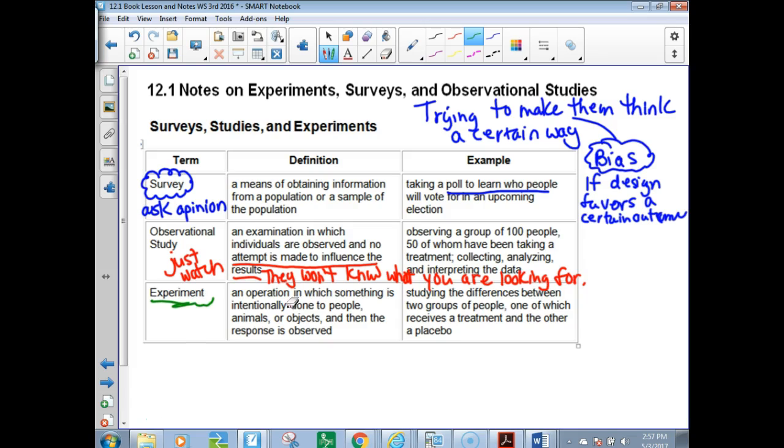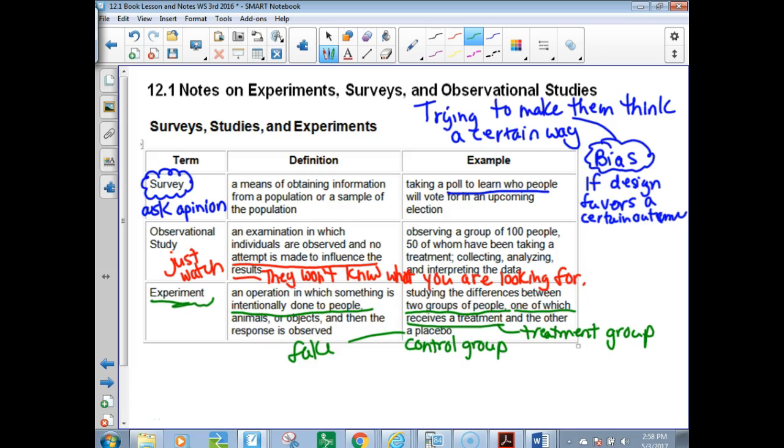An experiment is an operation in which something is intentionally done to people, animals, or objects, and then the response is observed. So you study the differences between two groups. It has to have two groups of people, one of which receives the treatment. That's called the treatment group, and the other is the control group. They get the placebo. Okay, so you have two groups, treatment group and a control group. Oh, placebo, do you know what that is? Something like a fake sugar pill, for example.